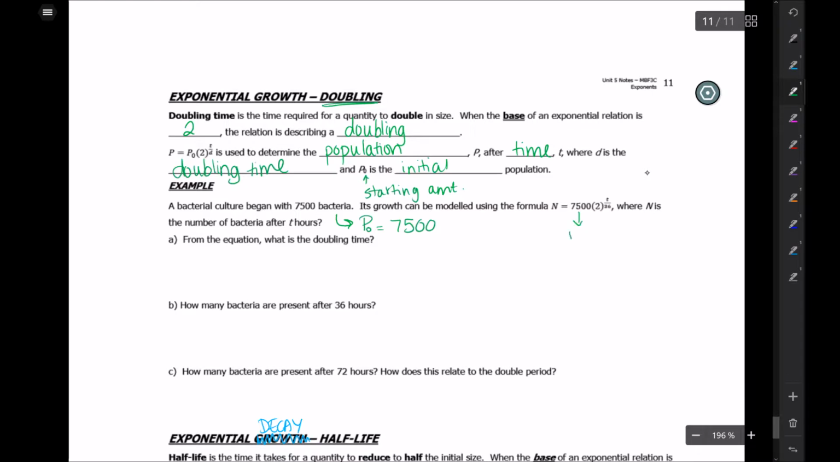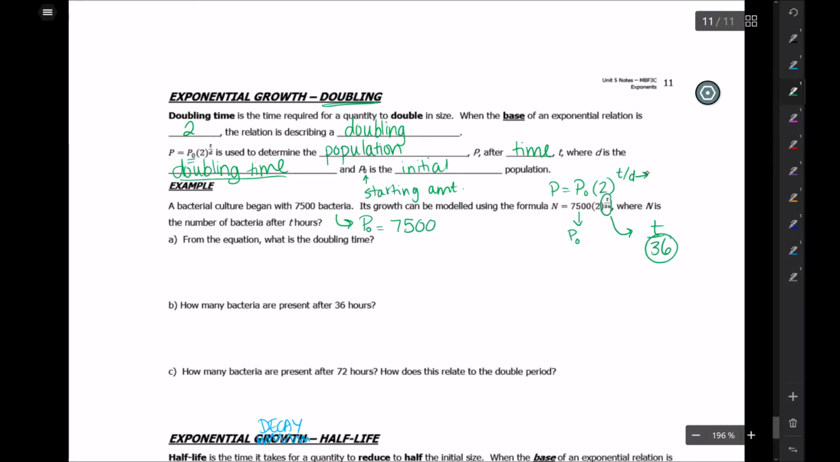So if you notice right here, P sub 0 is the 7,500, because remember P equals P sub 0 times 2 to the power of T over D, okay? Where n is the number of bacteria after T hours. So from the equation, we want to figure out what the doubling time is. So if you take a look right here, this exponent says T over 36. And remember, it's T over D, where D right here is the doubling time. So this number right here is our doubling time.